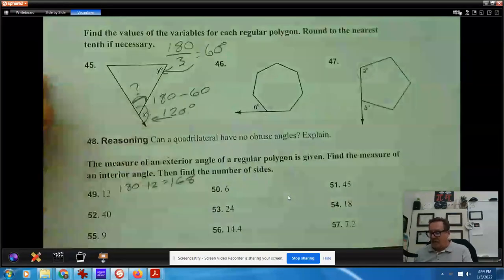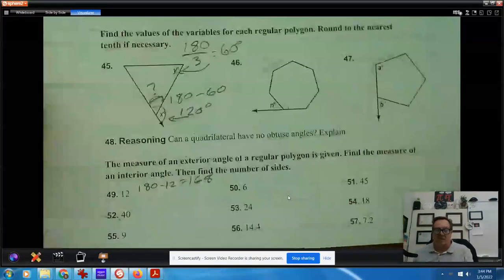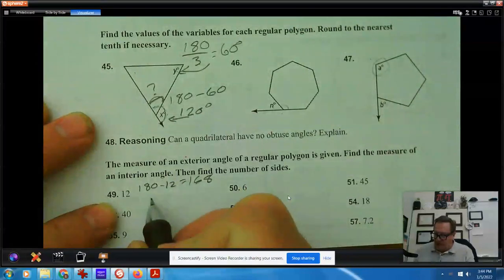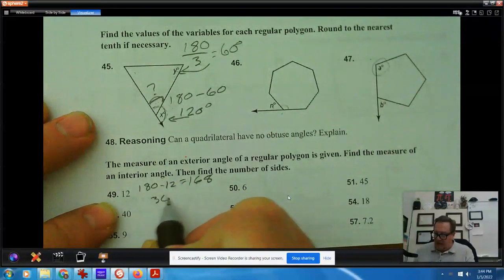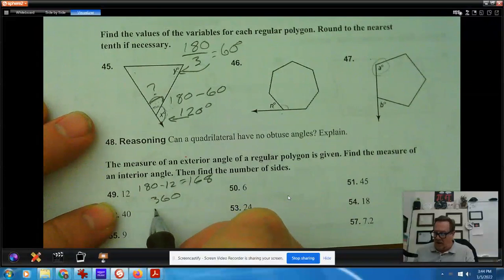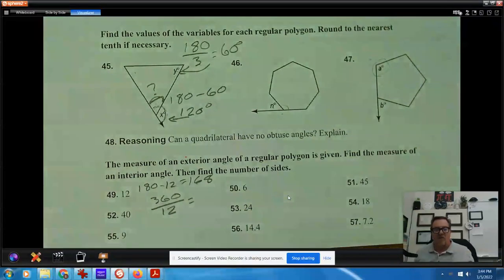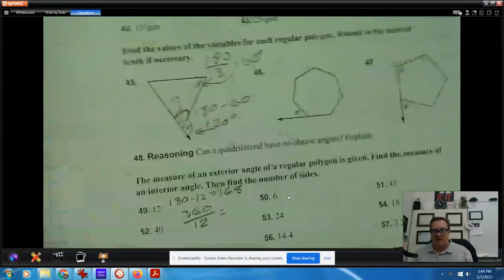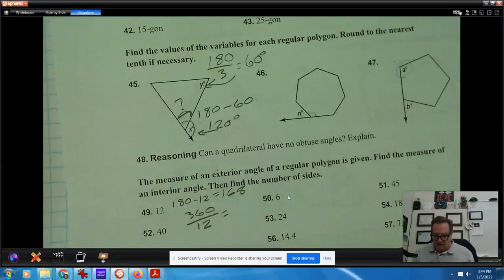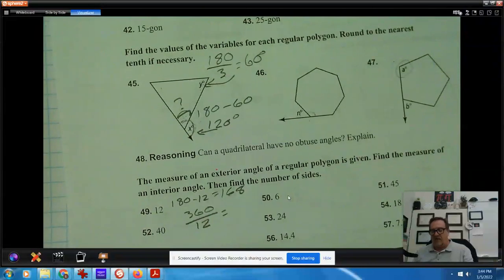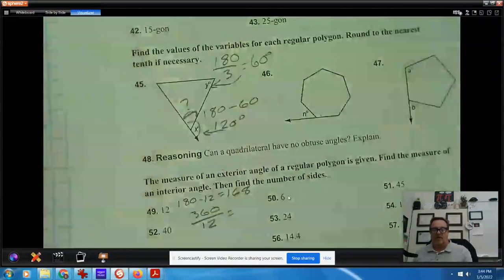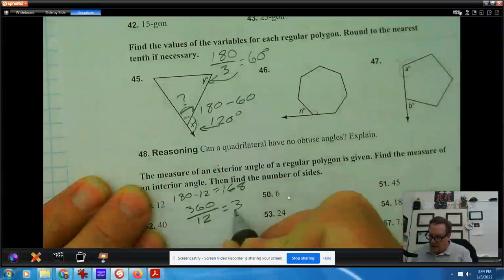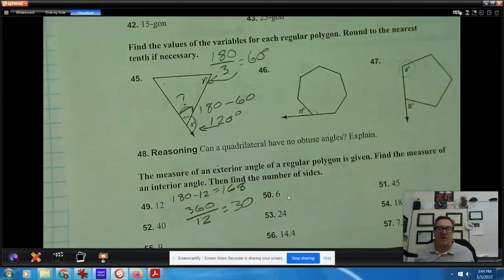Now, the other part of this says then find the number of sides. So how many sides does it have? Well, if you had 360 as the sum of the exterior angles, and each one is 12, you can just divide by 12. 360 divided by 12 gives us 30. So that tells us we have a 30-sided figure for 49.